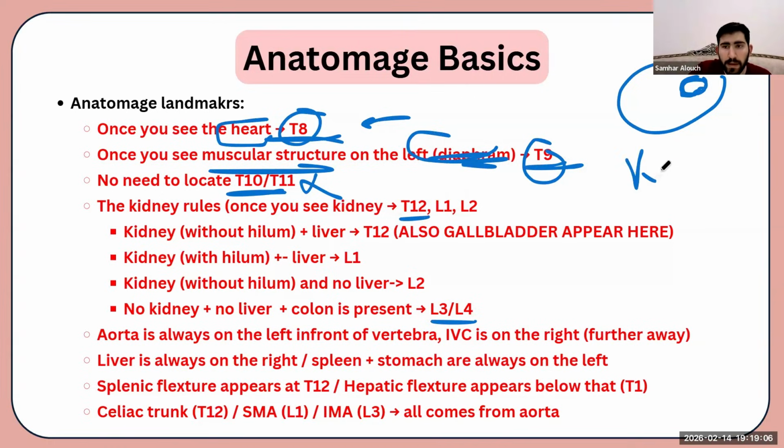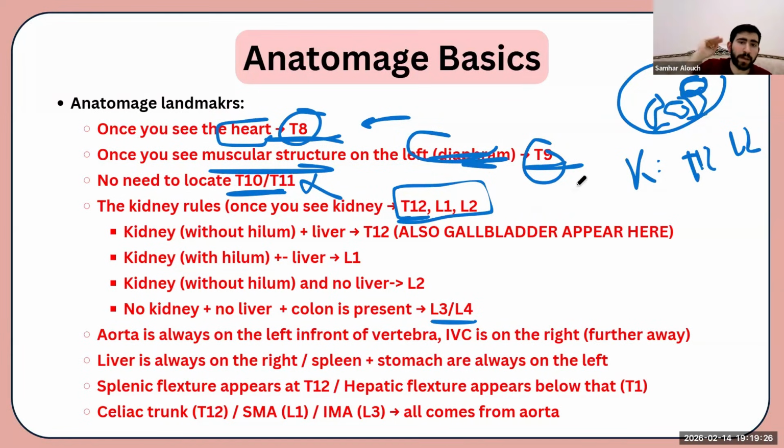First, we will have the kidney, okay? The kidney goes from T12 till L2. So as long as you are seeing the kidneys, which are on both sides of the vertebral body, that's from T12 till L2. So it's either T12, L1, L2, okay? That's the kidneys. But how to know if I'm at T12 or L1 or L2?